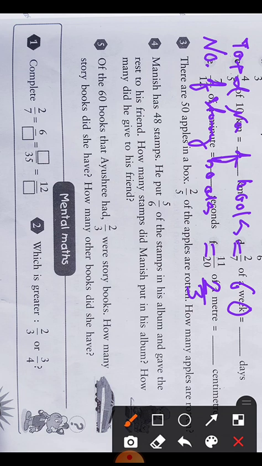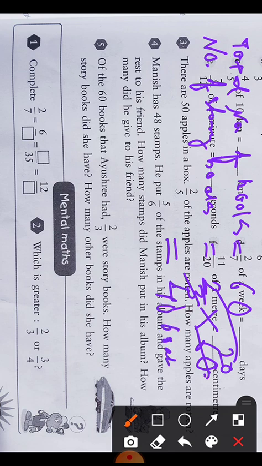Number of story books will be 2 by 3 into 60 directly you give. Then you can cut 3 1 just 3 and 3 20 just 60. Or 3 2 just 6 and 0 goes up. What is left? 2 into 20. So 2 into 20 will give you 40. Okay, 40 books are story books.